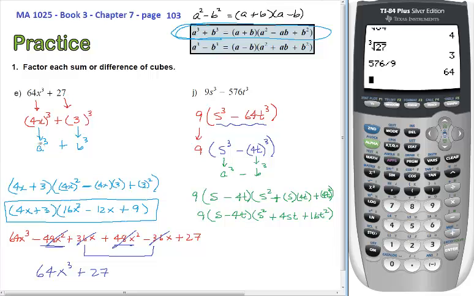Now I won't multiply this one out, right, but you can, if you wanted to check it, you could multiply it out, and then multiply by the 9, and you will get the exact same answer you started with, I'm sure. Okay, so there's a couple of examples of factoring the sum and difference of cubes. Hopefully that helps. That's it for now.